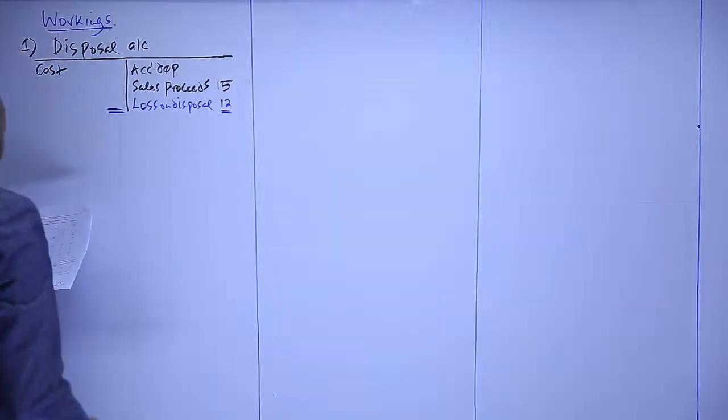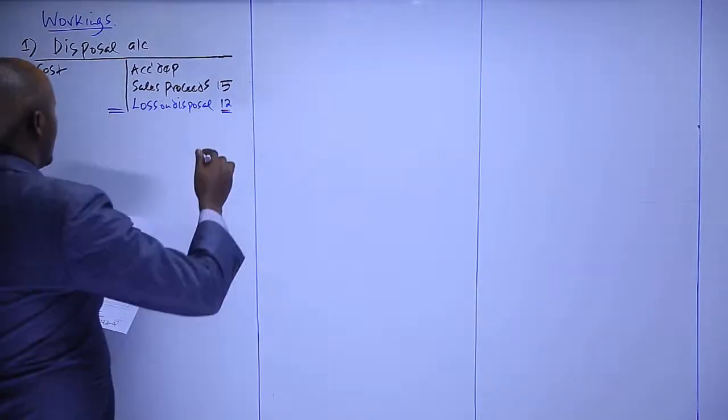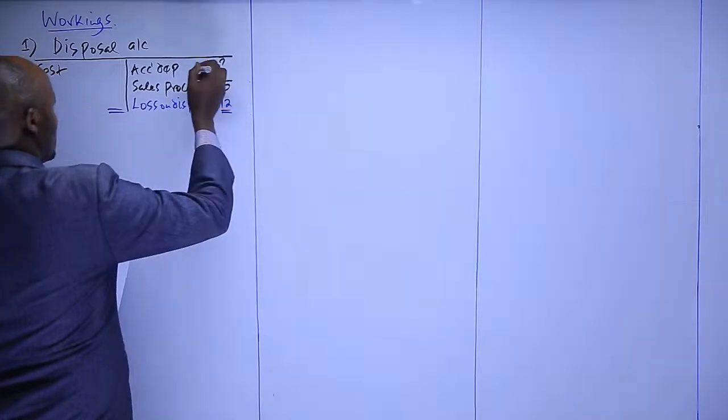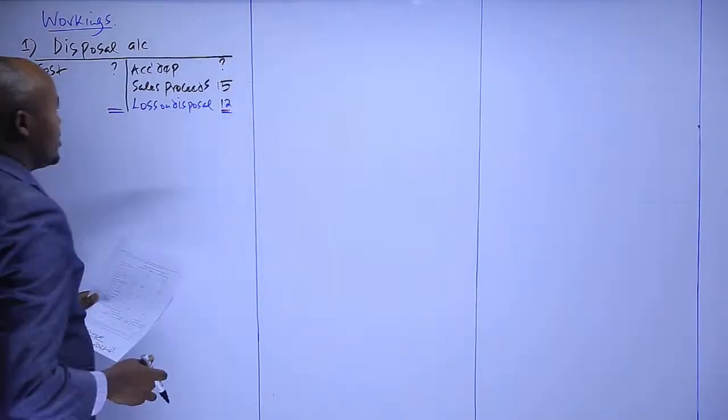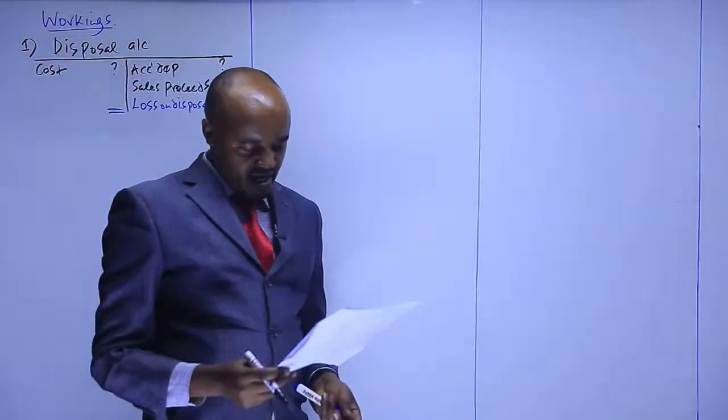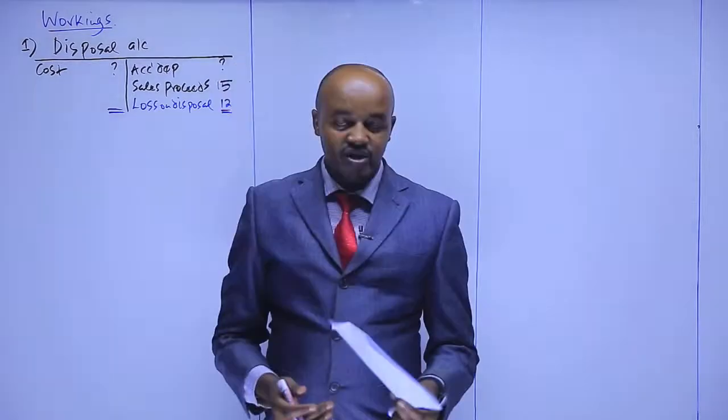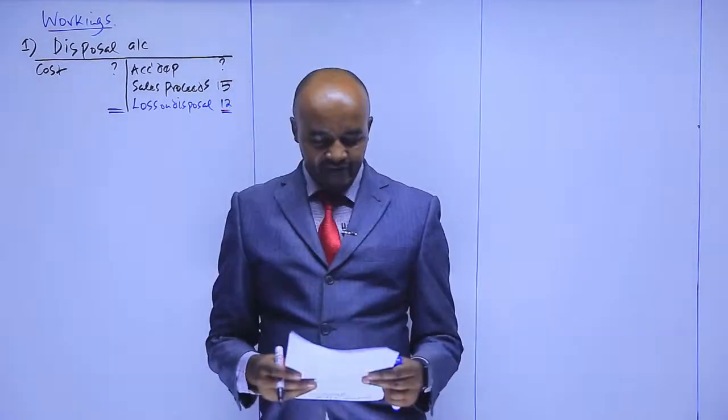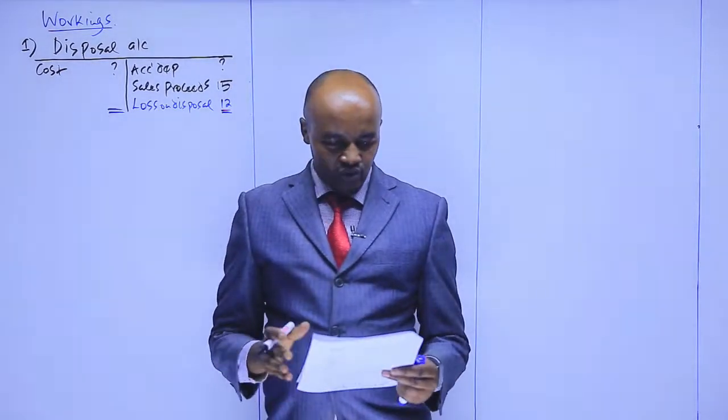We are told it was disposed at an amount of 15. So if you check on the information which is given there, we are not given the accumulated depreciation. Equally, we are not given the cost of that particular item. But we will see how to determine those particular values there.